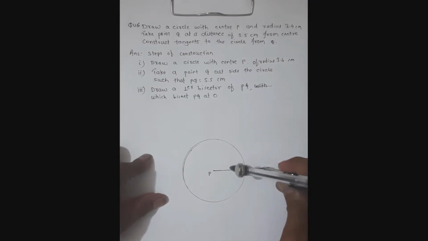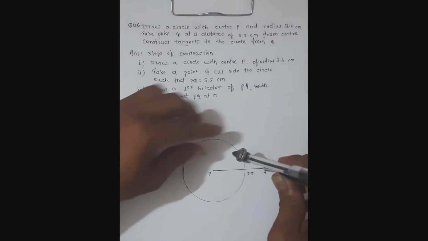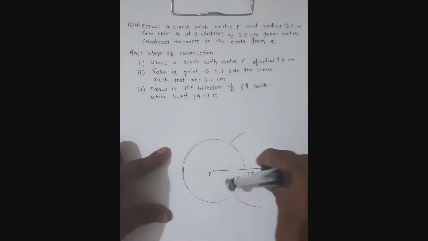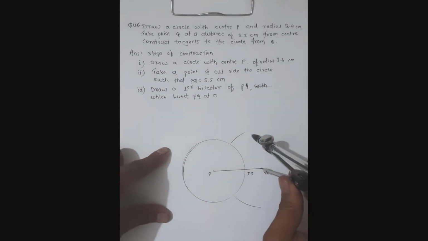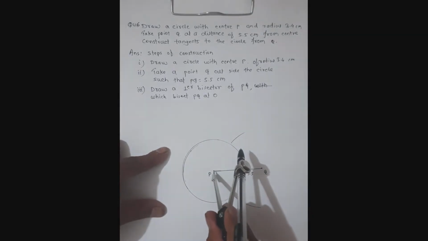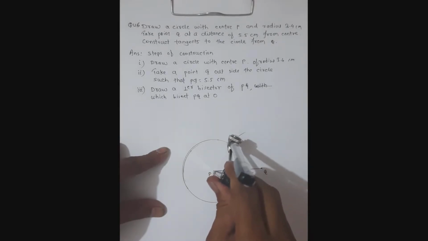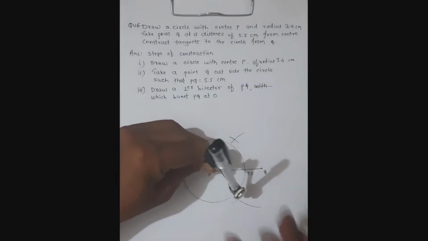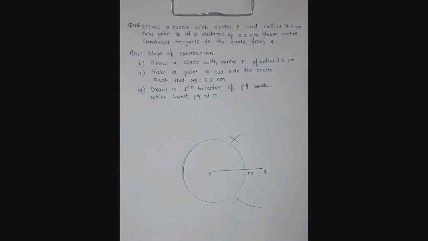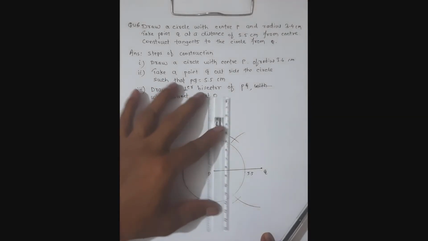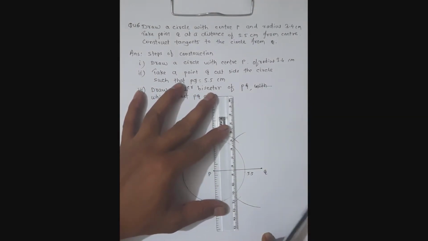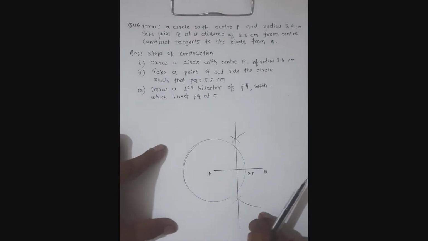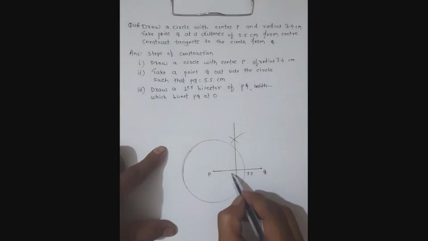So for that we have to take more than half the distance in compass and we draw the perpendicular bisector of this PQ. So first we put the point of compass at Q, then keeping the same distance we mark the point at P on the previous arc. So where those two arcs intersect we join, and that is the perpendicular bisector, and this perpendicular bisector bisects PQ at O.